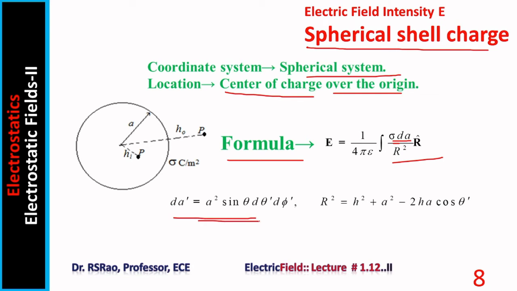The differential area dA prime is a square sin theta d theta prime d phi prime. The distance between source point and field point becomes h square plus a square minus 2ha cos theta prime. What is h? We will see in the next slide. So this is the setup.